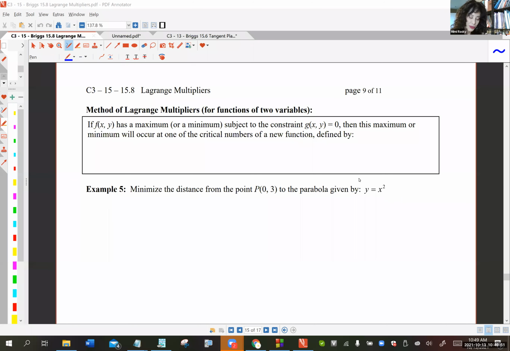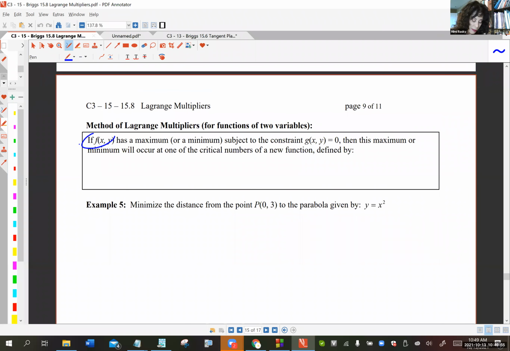Okay, so here's what we're doing. You're going to be trying to maximize or minimize a function of two variables, and you're going to have a constraint, because you can't use Lagrange without a constraint. Then the max or min is going to occur at one of the critical numbers of your new function. And this is the Lagrangian I always talk about.